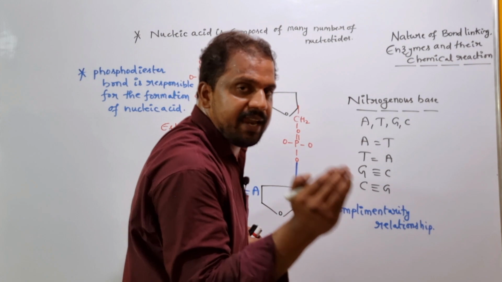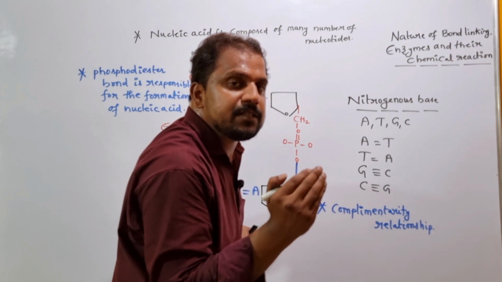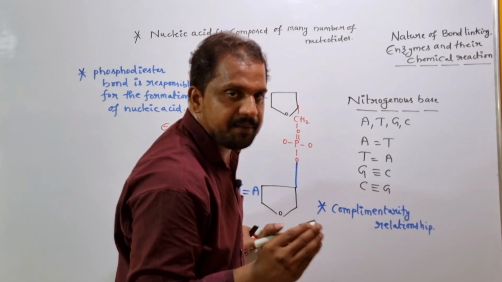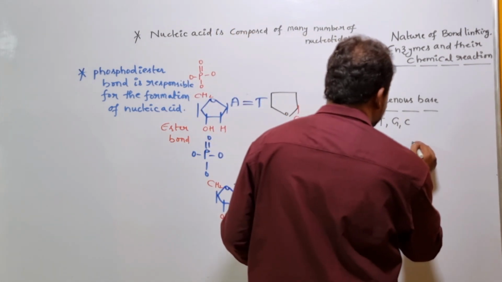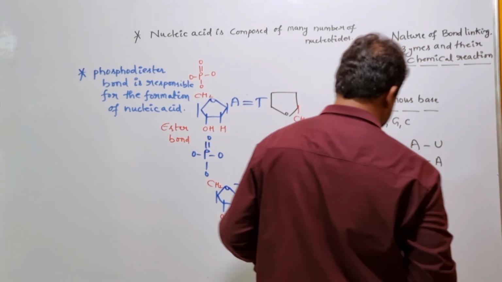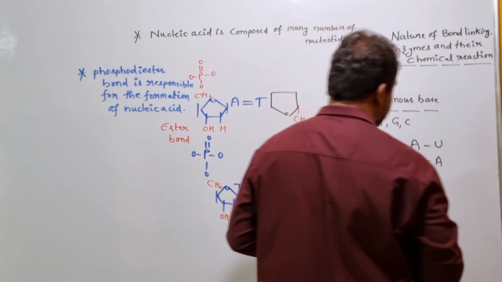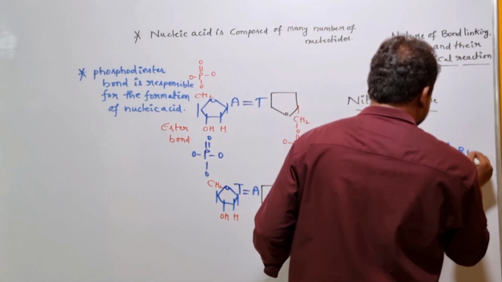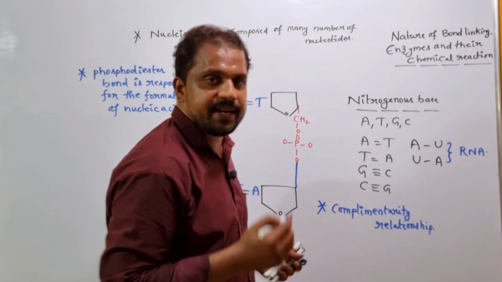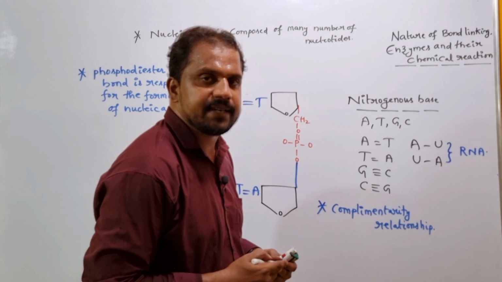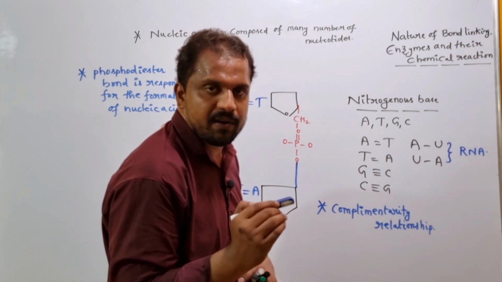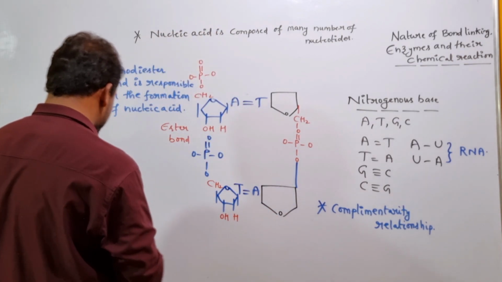And in comparison with A and T and T and A, the much weaker hydrogen bond is observed between A and U in case of RNA. A and U, there is only one single hydrogen bond in case of RNA. So here, nucleic acids exhibit many secondary structures. Out of these many secondary structures, the most widely accepted structure is nothing but what? Watson-Crick model. Is it clear? Watson-Crick model.